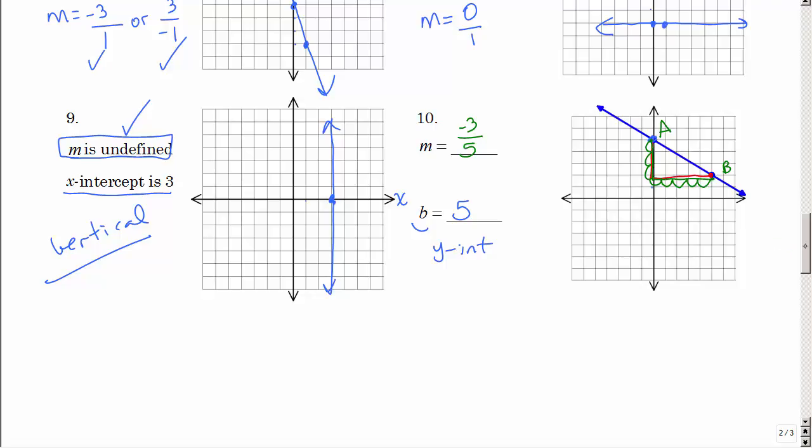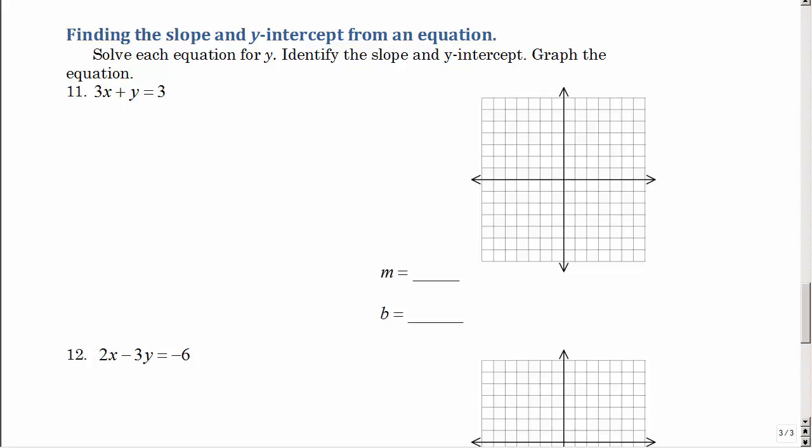I think so. Now we have to do a lot more algebra. Now we have to find the slope and y-intercept, not from a picture, not from points, but from an equation. So what do we have to do? We have to solve each equation for y, and then tell me what m and b is, and I'm also going to ask you to graph it. So that's a lot of stuff to remember. So let's go through the steps.